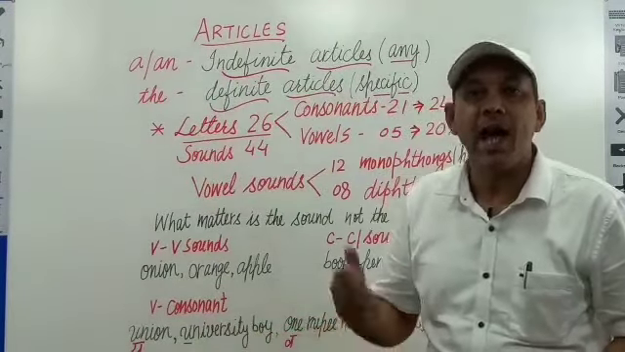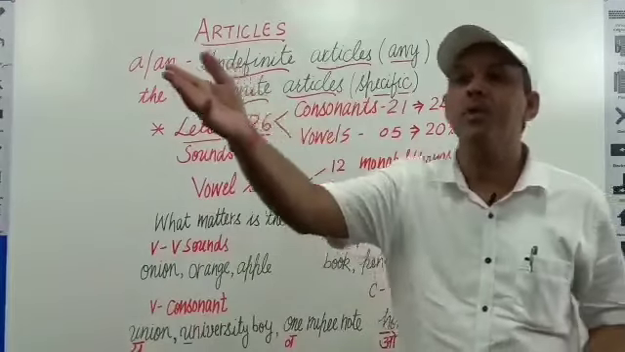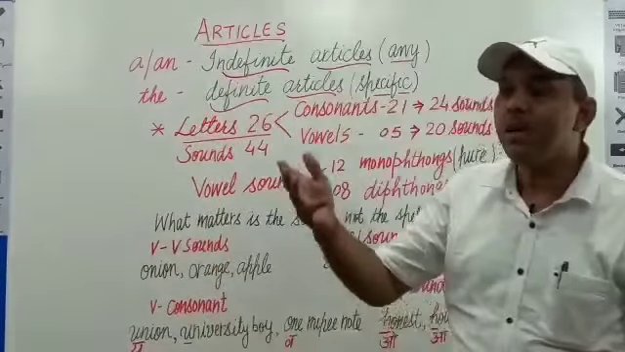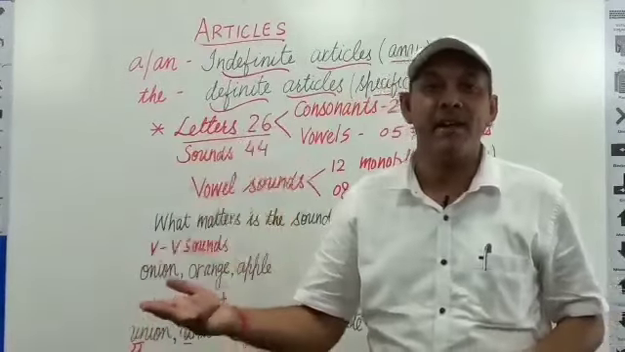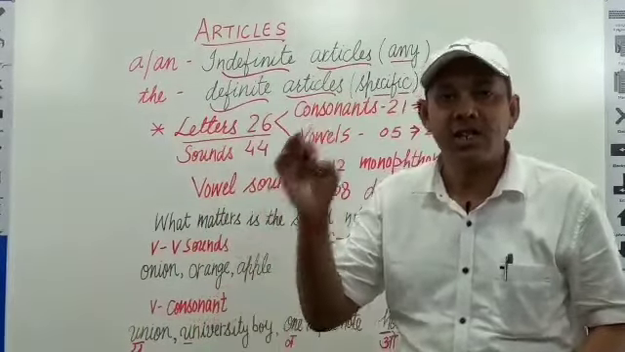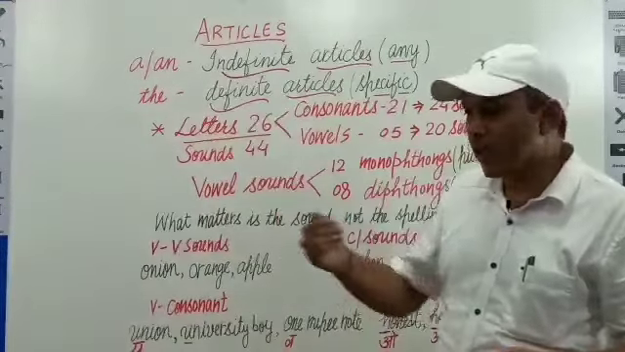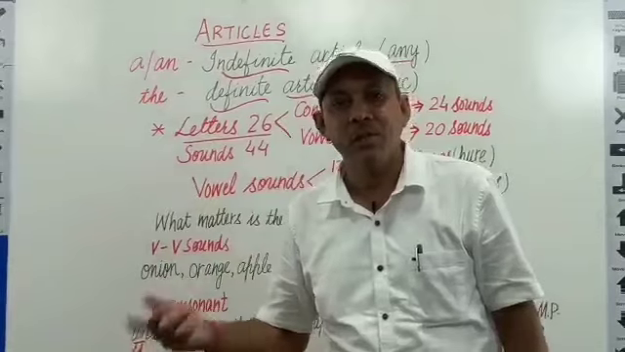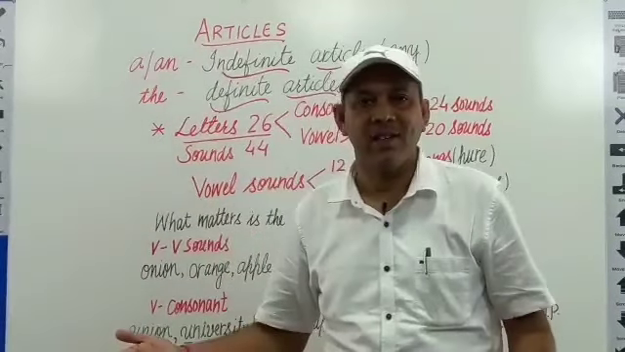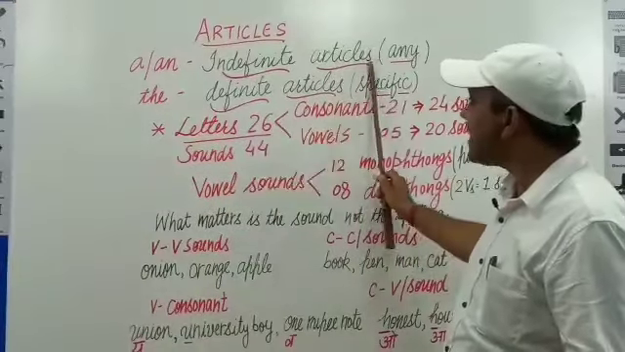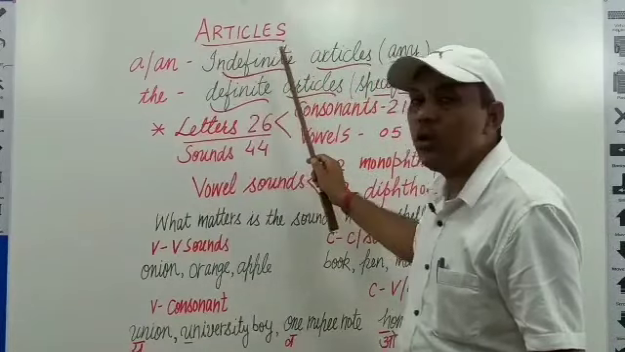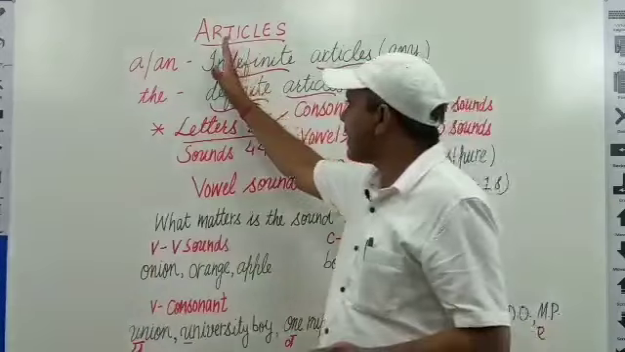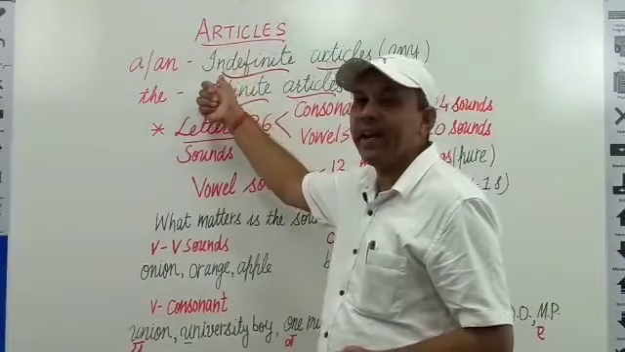For example, a book. A book means any book. If I say bring a book, it means you can bring any book. Please give me a pen, means any pen. In general, it is not specific. We go to a shopkeeper and say, give me a marker. Which marker? Any marker. That's why they are known as indefinite articles. They are not definite. Opposite of definite is indefinite.